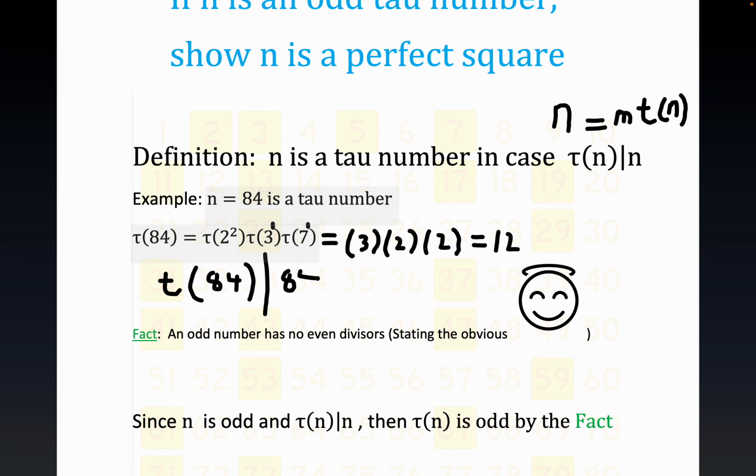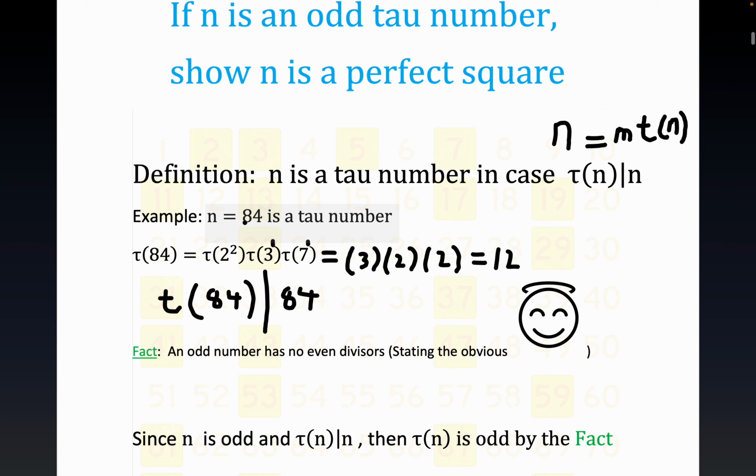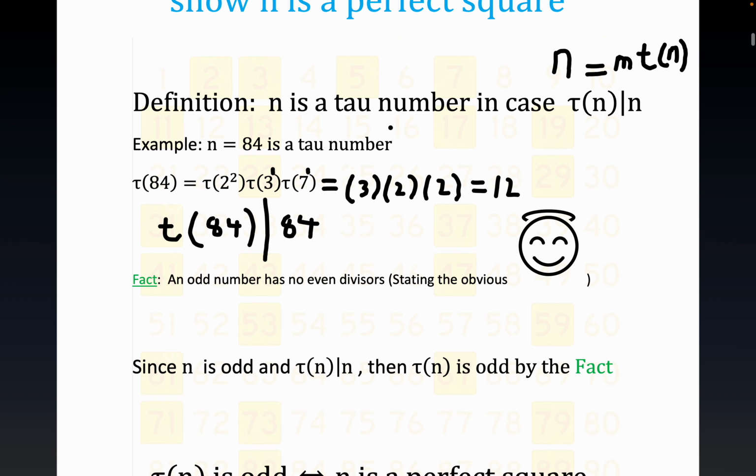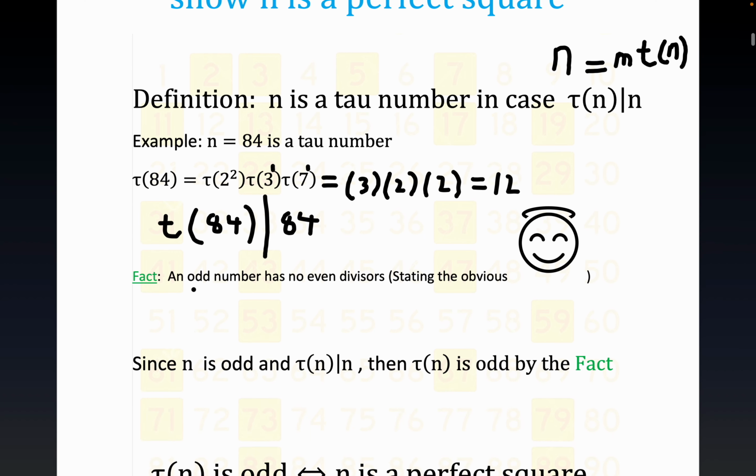Okay. Now, so again, what are we out to prove? We're supposed to show that if n is an odd tau number, that n is a perfect square, okay? Now this blindingly obvious fact turns out to be actually quite powerful. An odd number has no even divisors, duh. If it did have an even divisor, it wouldn't be an odd number, right? It would be an even number.